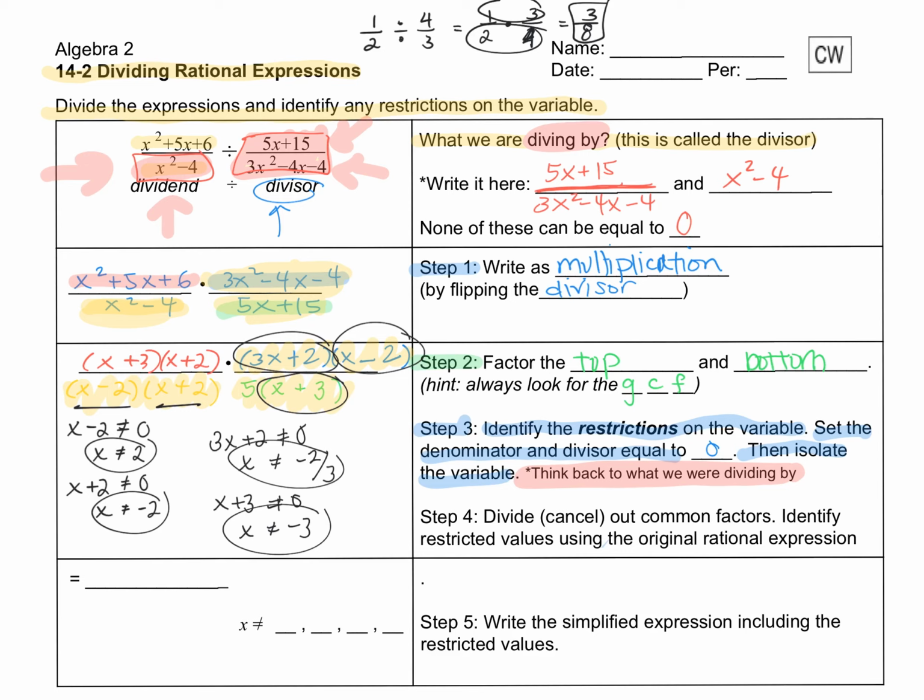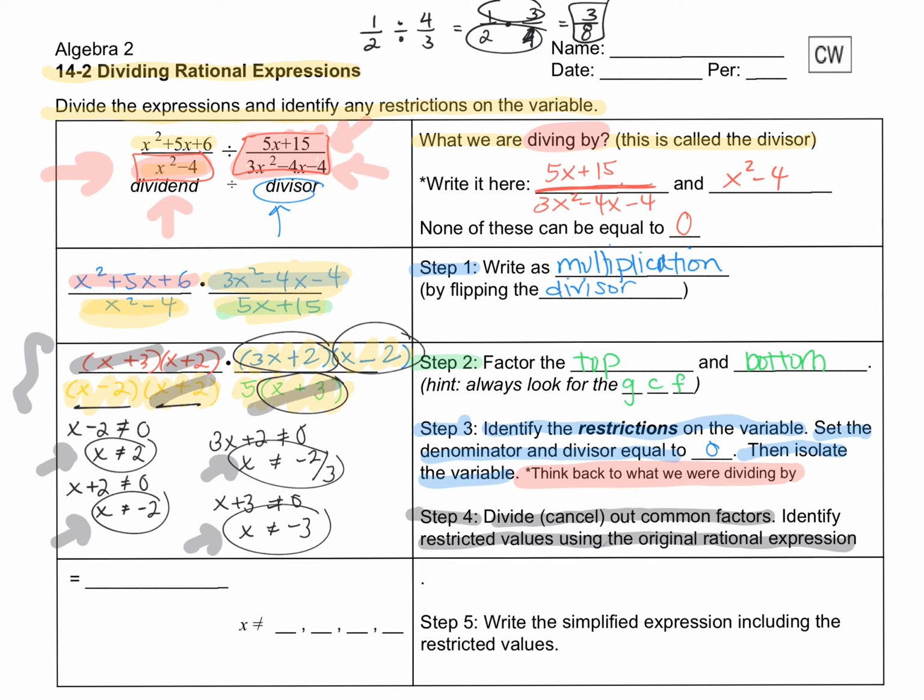So now let's take a look at step 4. Divide or cancel out common factors. Identify restricted values using the original rational expression. So we've already done the restricted values here, these guys. But now let's look at the factored form that we had up here. If there's something that's the same on the top and the bottom, it's going to cancel out and reduce to 1. So I'm going to look. Where do I see something that's the same on the top and the bottom? X plus 3 and x plus 3.